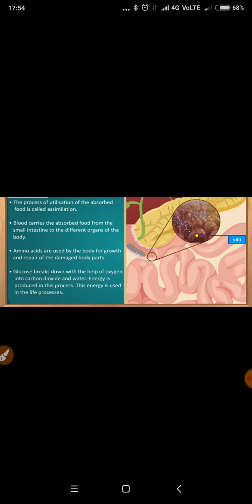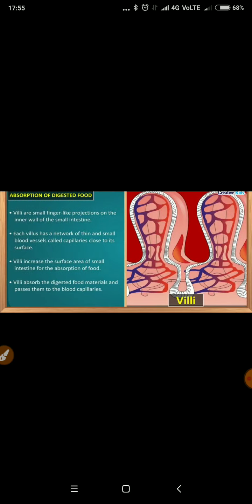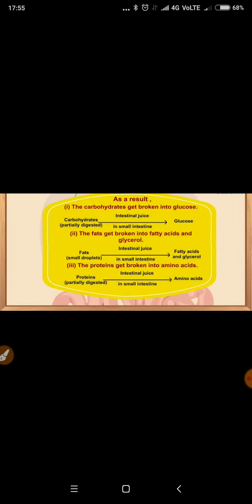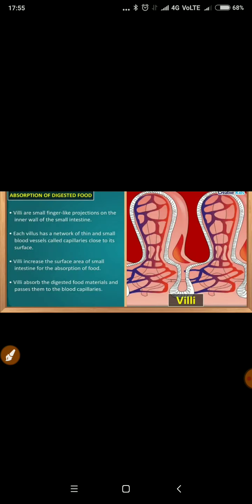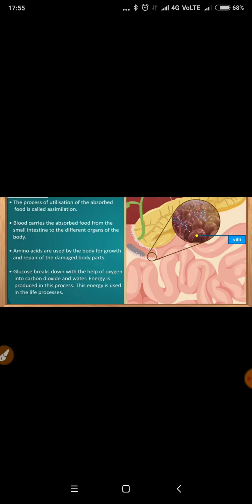अब अमीनो एसिड्स जो यूज़ किए जाते हैं, बॉडी यूज़ करता है ग्रोथ और रिपेयर of the damaged body part. Okay, I have told you that amino acids are being made. Look over here. प्रोटीन से क्या बन गया था? अमीनो एसिड. अब ये अमीनो एसिड्स क्या करेंगे? What is the function of amino acids? Our body will use this for growth and repair of the damaged body cells.